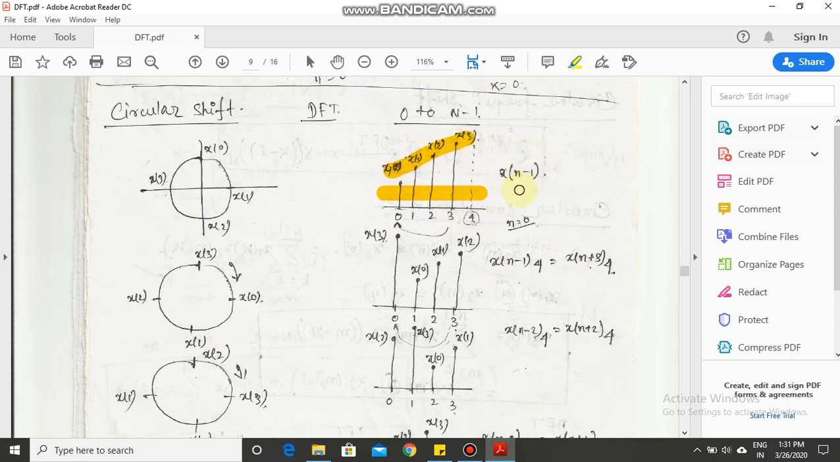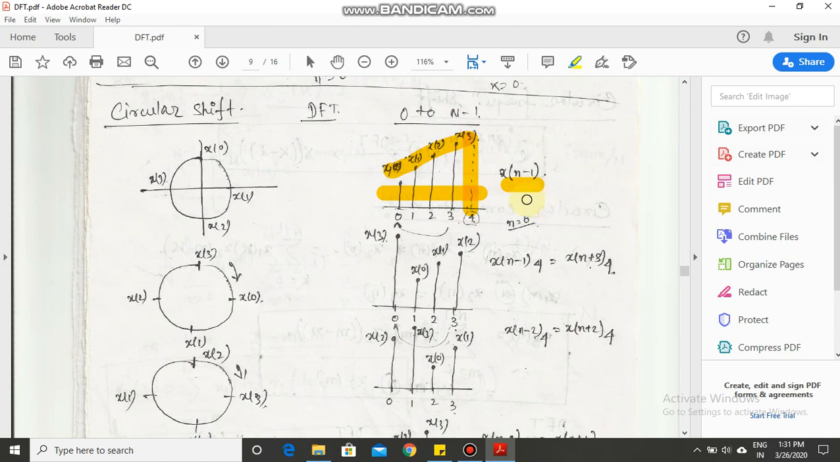Now if I perform x of n minus 1, that means in case of linear shift it will shift right by 1 sample. Okay, so this is called delay. So x of n minus 1 is basically called delay, and this is linear shift.